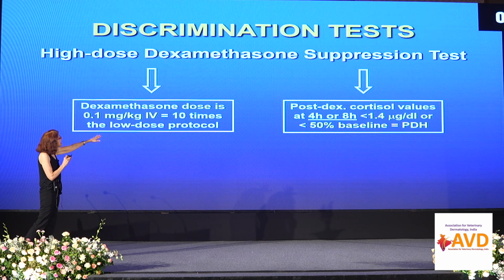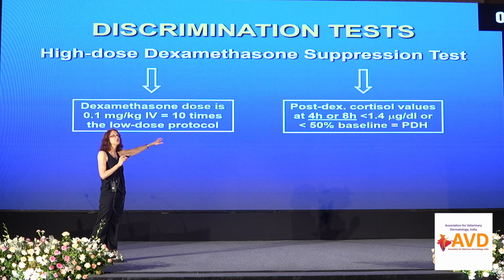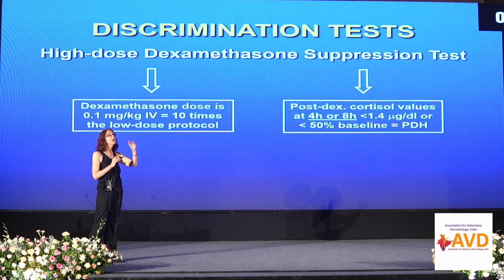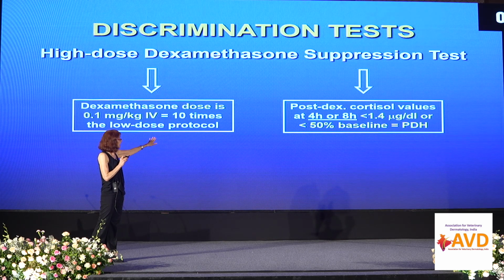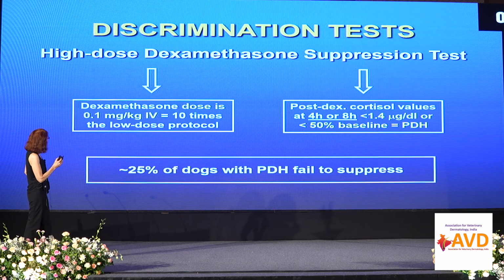And then in this case, if it is Cushing's, you should see suppression. The low dose doesn't suppress, but if you increase 10 times, it will suppress the cortisol. So in about 75% of the cases. So I wish it was a better accuracy, okay?